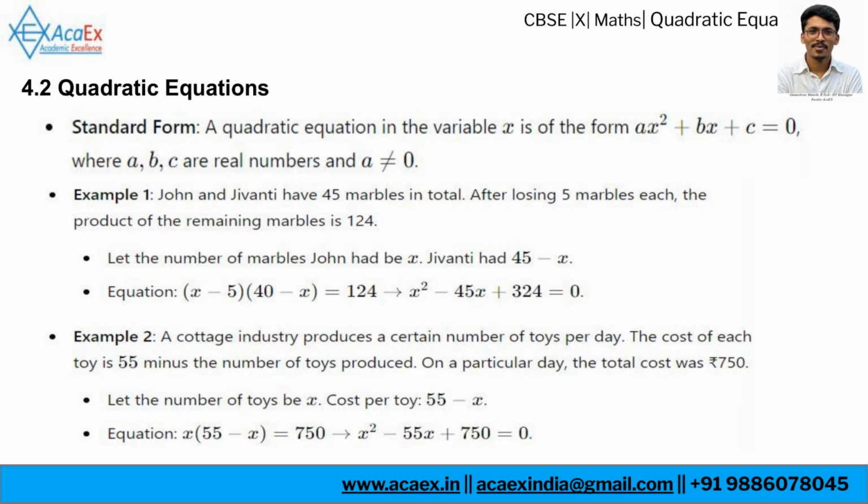Example 2. A cottage industry produces x toys per day. The cost of each toy is 55 minus x. If the total cost was 750, the equation is x times (55 minus x) equals 750, which simplifies to x squared minus 55x plus 750 equals 0.